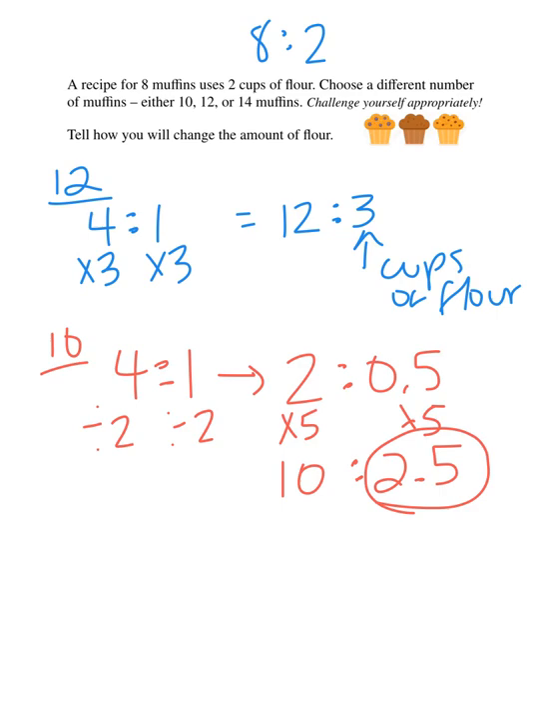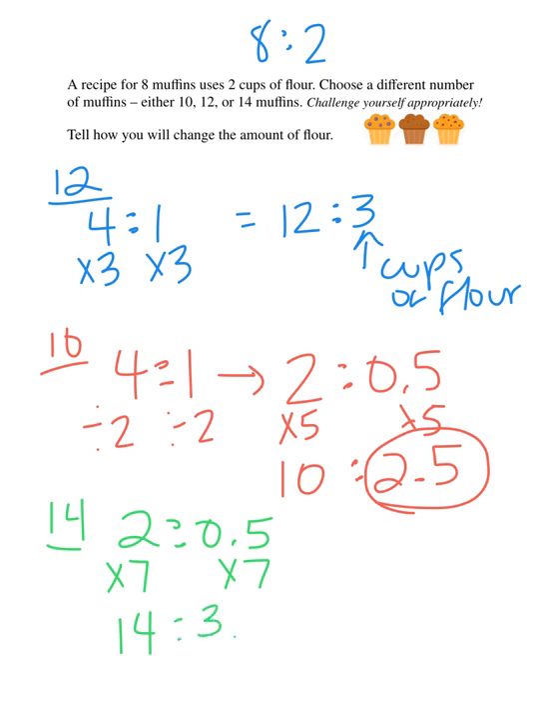Let's take the same idea and work with 14. So we're going to take that same idea, and that idea was now we're working with the ratio of we know 2 muffins requires half a cup of flour. In order to get to 14 muffins, I now need to multiply my 2 by 7, and that's going to take me to 14. So I also need to do the same to my 0.5. And what that's going to leave me with is 3.5 cups of flour that are now necessary in order to make 14 muffins.